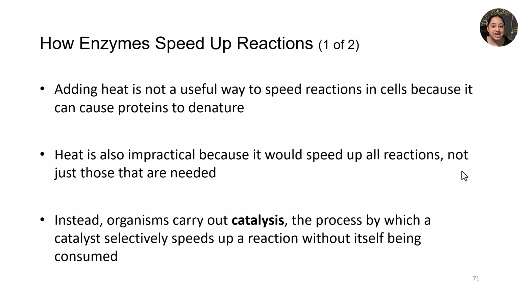But you can't just heat up all chemical reactions to make them happen faster. Adding heat is not a useful way to speed reactions in cells because it can cause proteins to denature. If you remember the lecture about macromolecules, when proteins are exposed to certain conditions, they will denature. Those bonds that hold it into that specific shape will break, and it might or might not be reversible. So adding too much heat is not really useful because you can also just denature the proteins in a living thing.